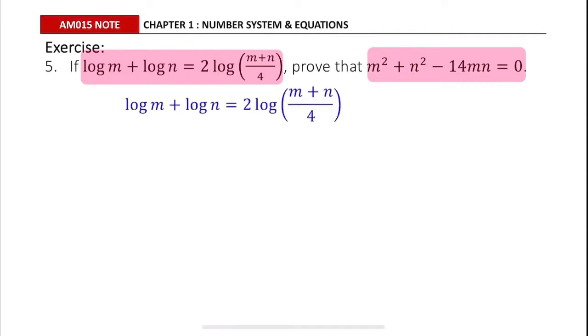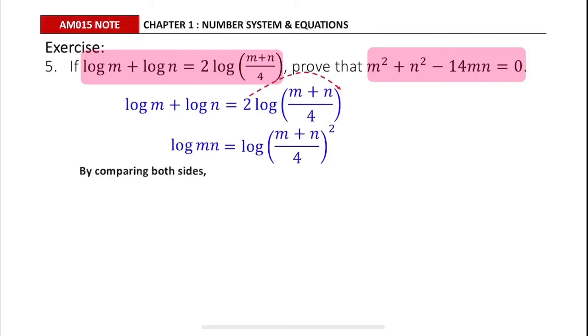On the left side of the equation, we apply the product rule, where the sum of log m and log n is expressed as a single log mn. Meanwhile, on the right side of the equation, we apply the power rule, where the coefficient is raised to be the power. By comparing both sides, we get an equation which has no logarithms.